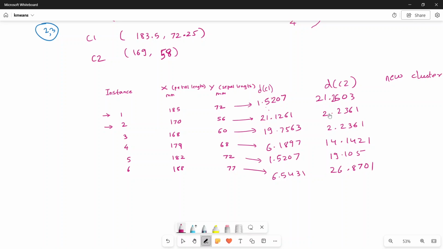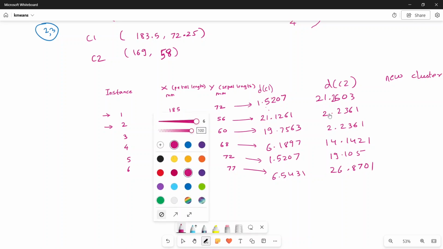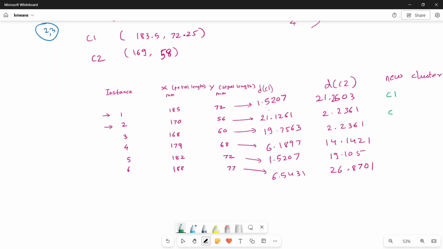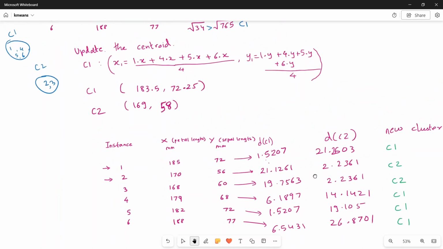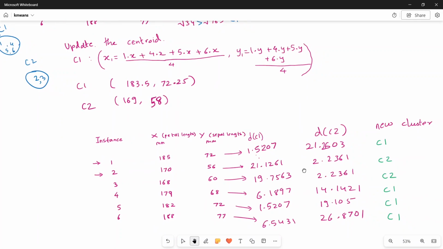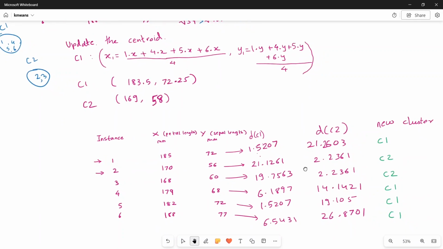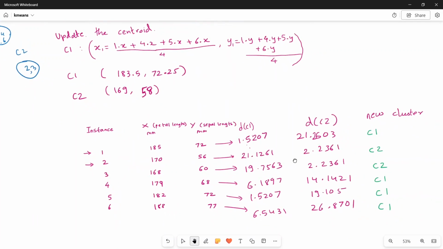So now again, you can see that point 1 is closer to cluster 1, so C1, point 2 is closer to cluster 2, point 3 is closer to cluster 2, point 4 is still closer to cluster 1, point 5 is still closer to cluster 1, point 6 is still closer to cluster 1. Now if we compare which clusters the points initially belonged to, 1, 4, 5, 6 belong to cluster 1 and 2, 3 belong to cluster 2, and they still belong to the same cluster.